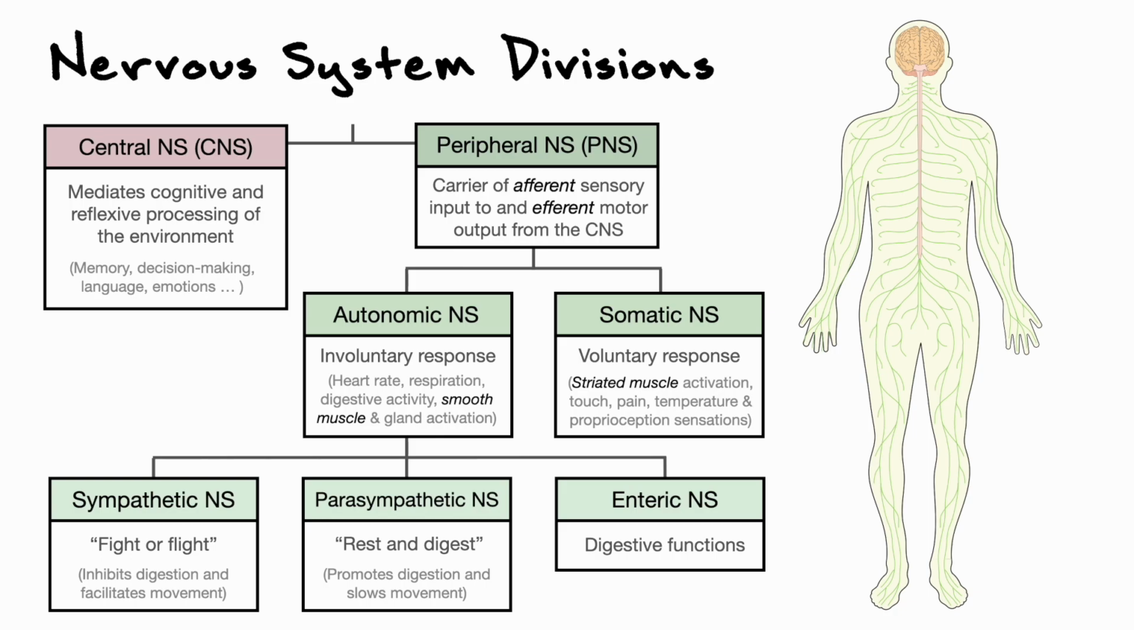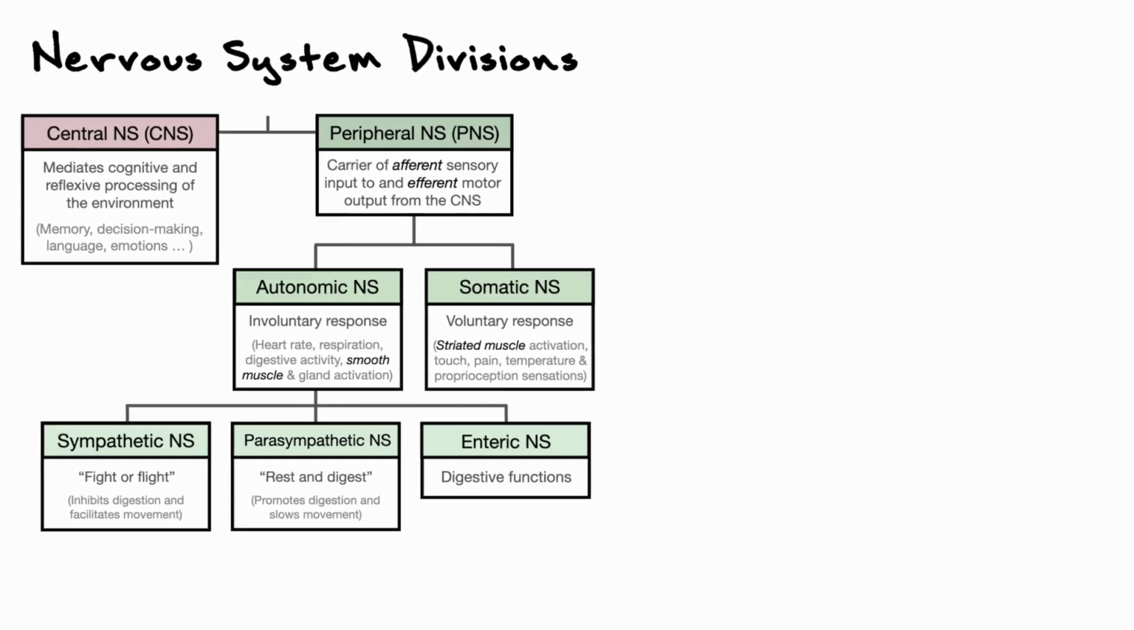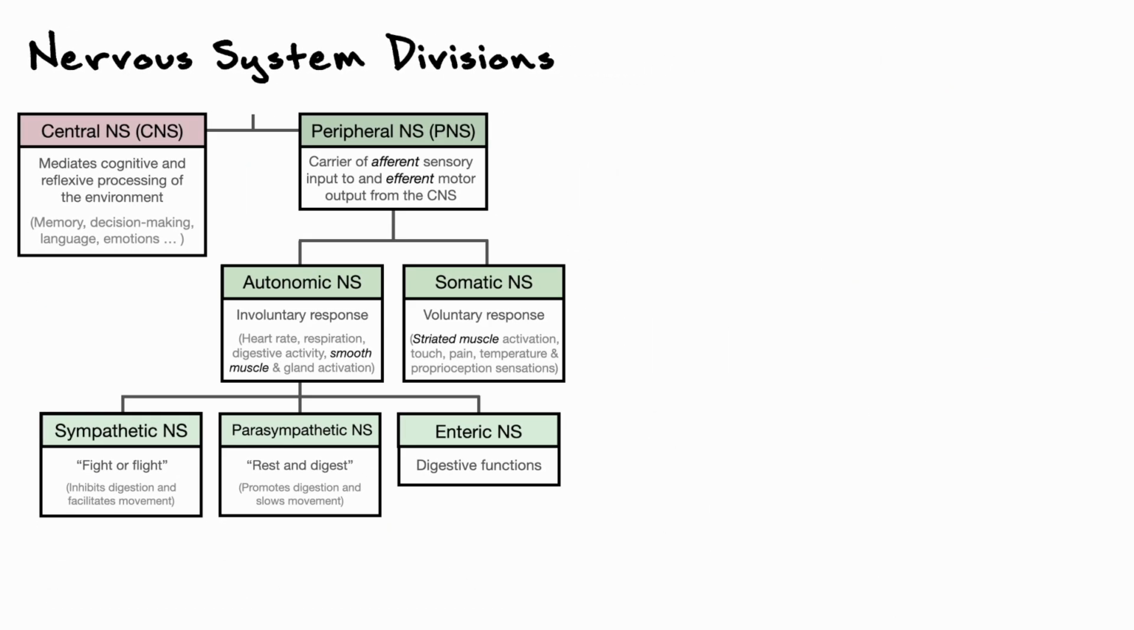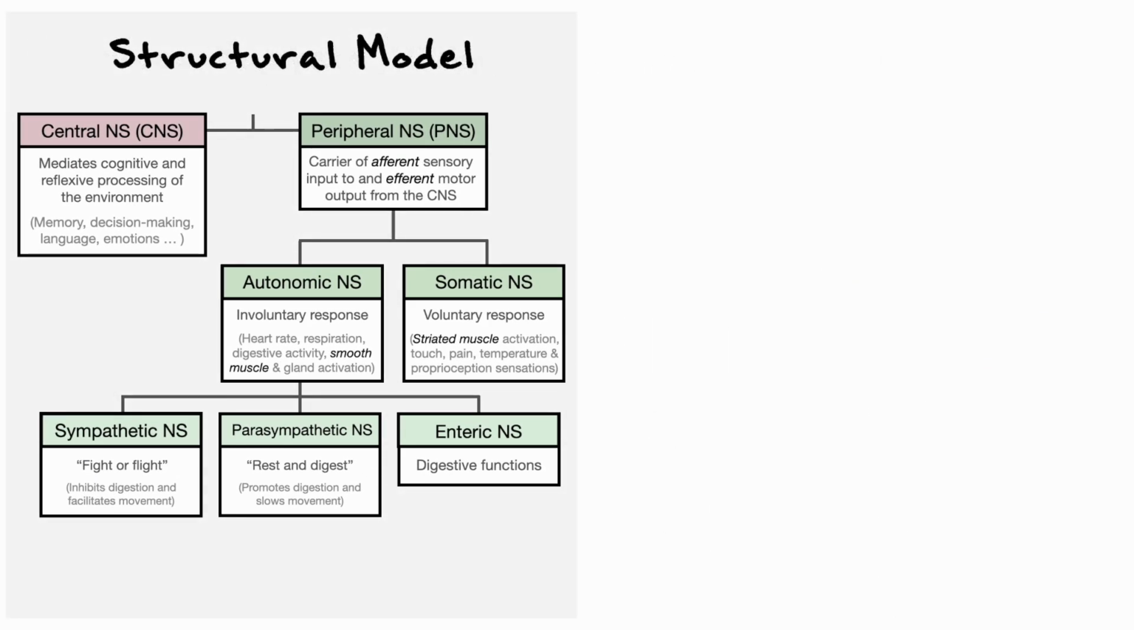Although these types of processing are not always dependent on our cognition, they are important for our survival and integrate information from the peripheral nervous system. What we have just described here can be considered as the structural model of the nervous system, and it gives a good overview of the different components and their hierarchy, but I believe that this schematic does not fully paint the picture of how the nervous system functions.